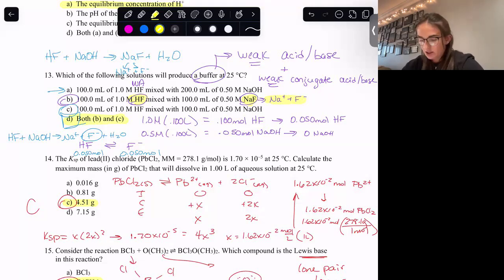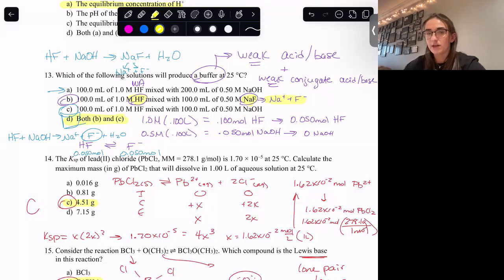Is B my answer? Maybe, but we look at D and we see both B and C is an answer choice. So that should indicate that A will not produce a buffer, because if B we know is correct, then it's either just B or it's B and C, but it cannot be A. So you should immediately be able to eliminate A as an answer choice. It will not create a buffer.